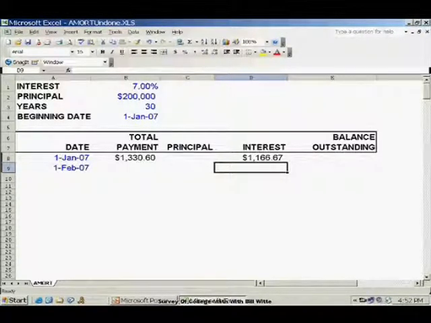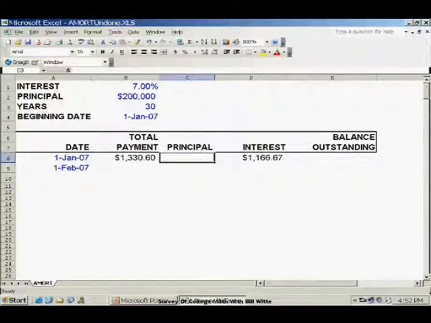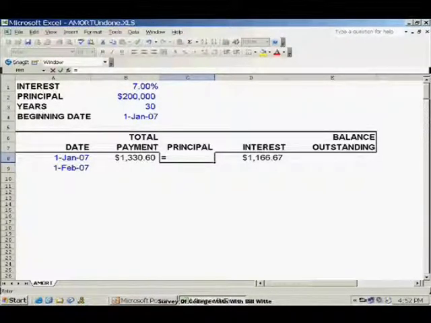That's very bad news. Let's see how much is going towards principal, because the principal and the interest together make the payment. Well, I'll calculate that by subtracting the payment minus the interest.